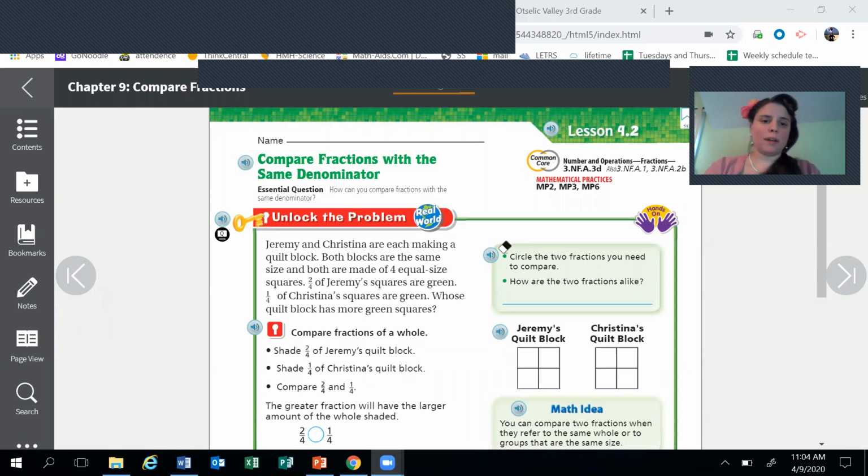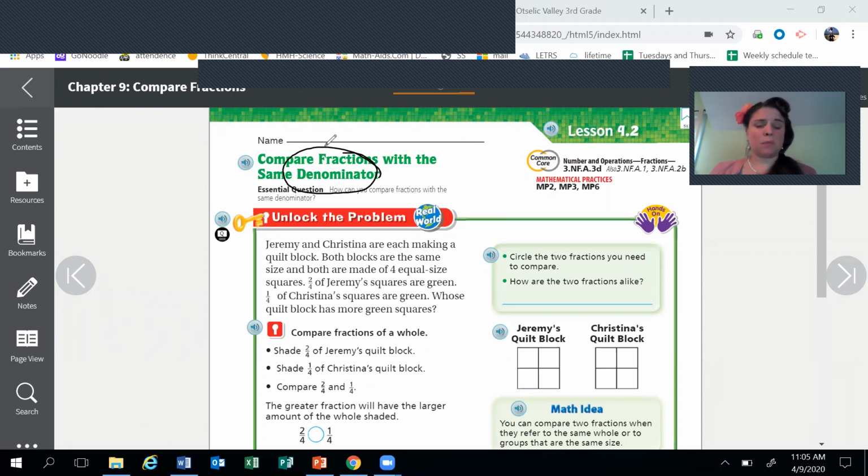Good morning, guys. So we are going to do some more comparing of fractions, and this is a little bit of review of yesterday's lesson. We are comparing fractions with the same denominator. Now, is the denominator the top portion or the bottom portion of the fraction? Yeah, it's the bottom portion, and it tells us how many pieces are in the whole or in the group.